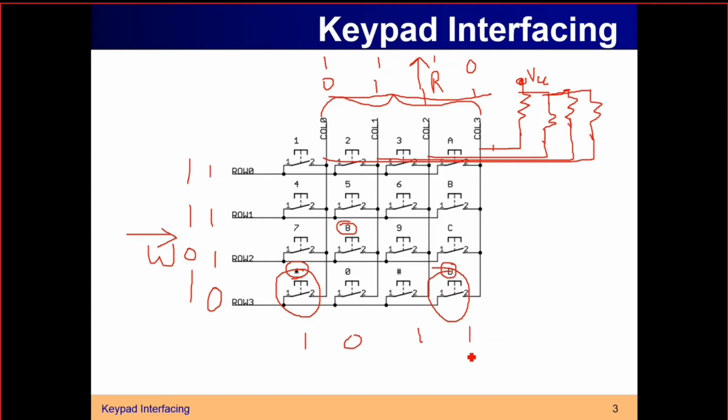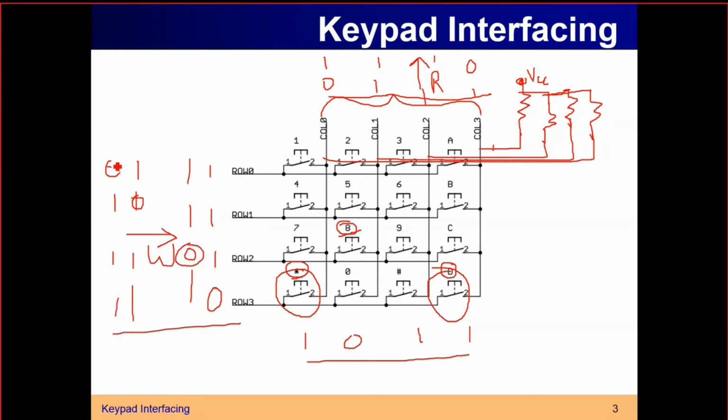Right. If I am getting 1 0 1 1, provided row 2 is 0, I can identify that 8 is pressed. Then if nothing is pressed here, I will write 1 1 1 1 0 1 1. Again I will check. If nothing is pressed, I will write 0 1 1 1. So this is known as the keypad scanning algorithm.